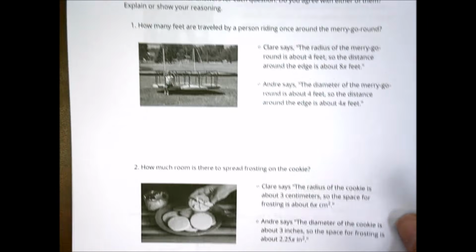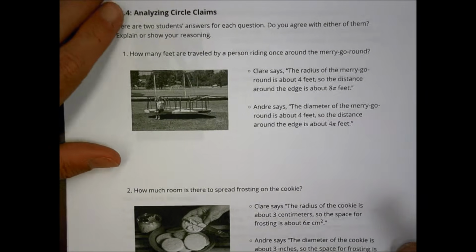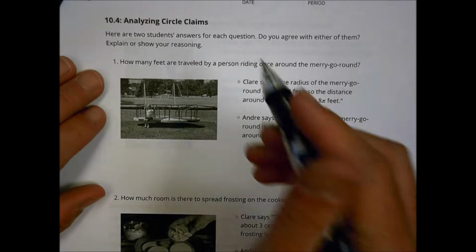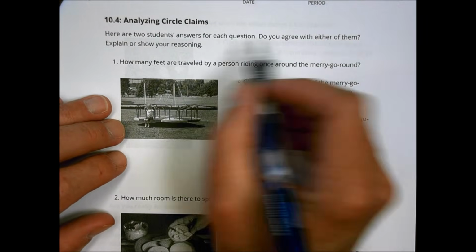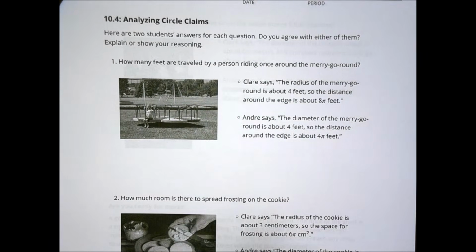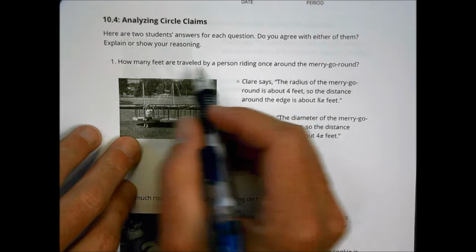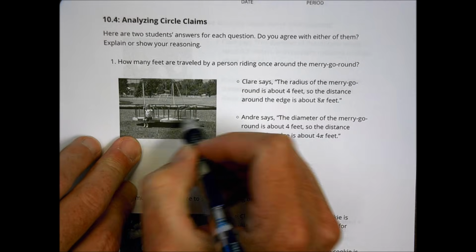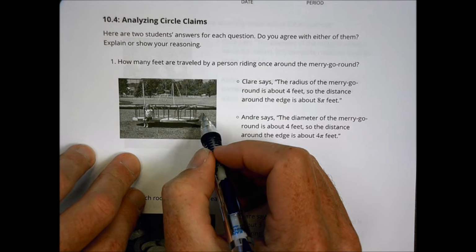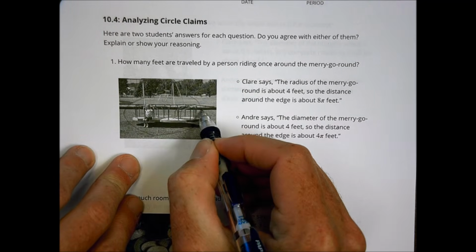It says analyzing circle claims. So here are 2 students' answers for each question. Do you agree with either of them? Explain or show your reasoning. So let's see what they said. The first thing was, how many feet are traveled by a person riding once around the merry-go-round? So here we have a girl, and she's going to go around the merry-go-round 1 time.